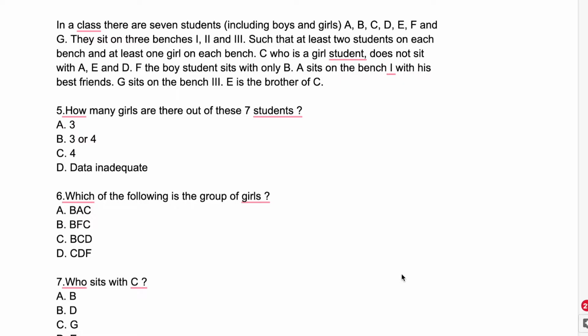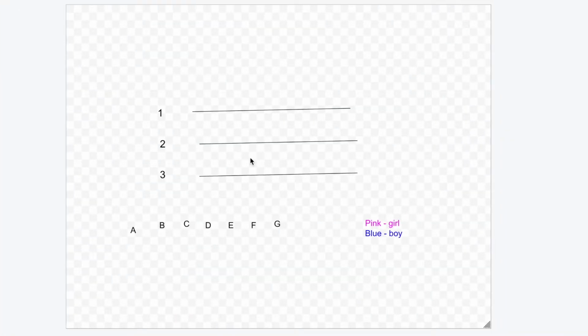So now we're doing question 2 of seating arrangement. It says that in a class there are 7 students, including boys and girls: A, B, C, D, E, F, and G. They sit on 3 benches, 1, 2, and 3. Now remember, when we see this, we have to draw a diagram, kind of similar to this.